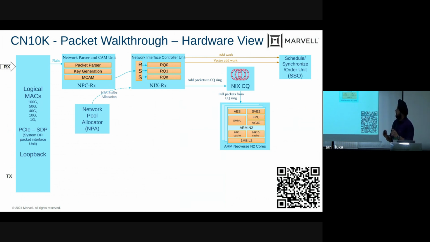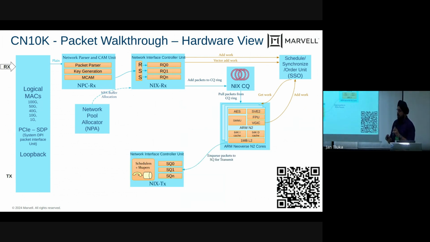Once it is decided, the ARM can pull the packets from the CQ ring, or it can get work. Once the business logic processing on that packet is done, the packet can be enqueued to the SQ. Here the packet can undergo hierarchical scheduling, shaping and coloring to achieve QoS, quality of service. Everything can be offloaded to the hardware.